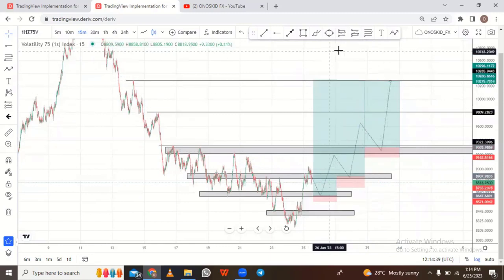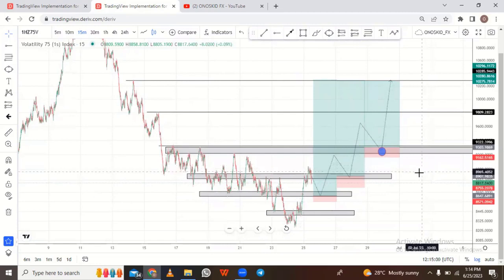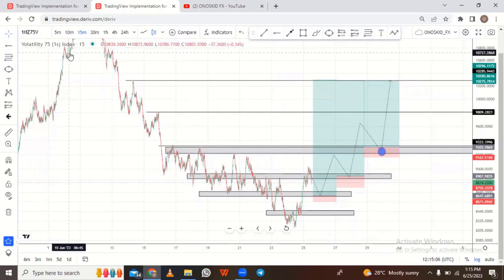So most of the times, if you are following my signals, you will notice that I will always put an indication of either blue or any color to show that, okay, this is a conservative point of entry, which means nothing is certain in the market, but whenever I say it's conservative, it means that it is safer than any other entry. So that's about top-down analysis on volatility 75 index.